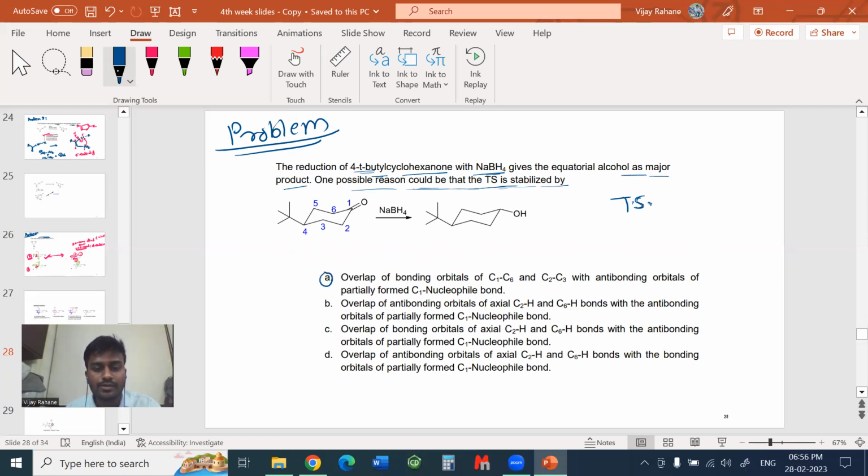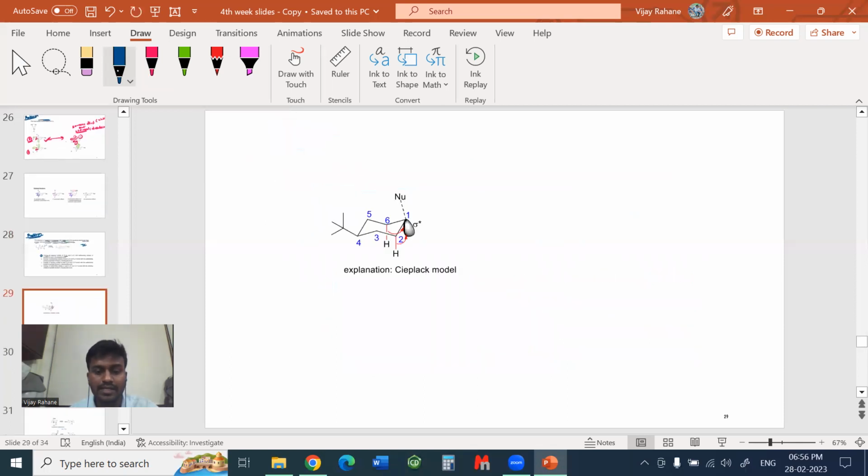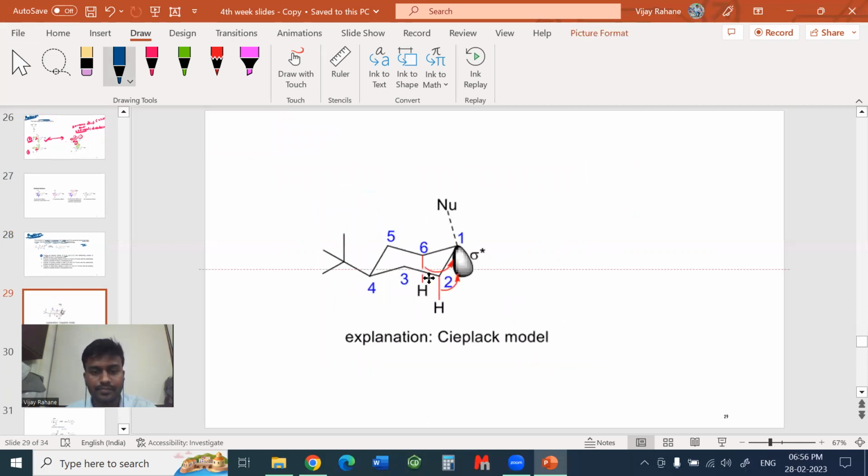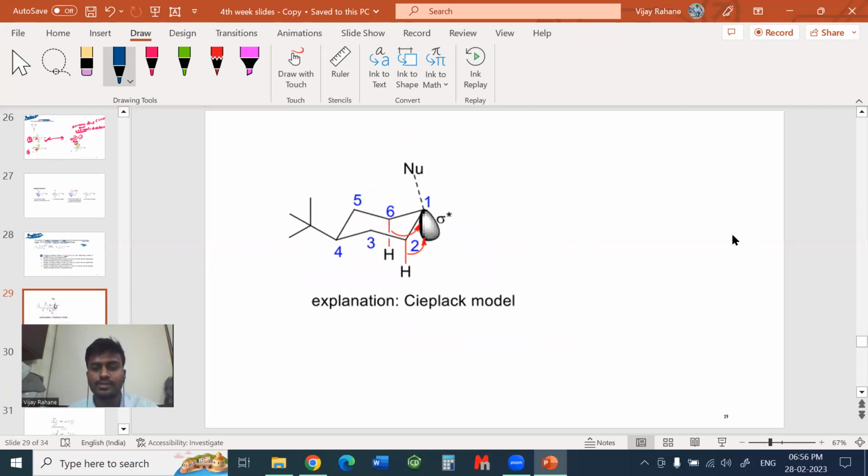So the options they have given: the overlap of C3 and C6, C2 and C3 with the antibonding orbital of the partially forming C-nucleophile bond. See, this one will not be the reason. So we will first understand the mechanism, and then we can answer this one.